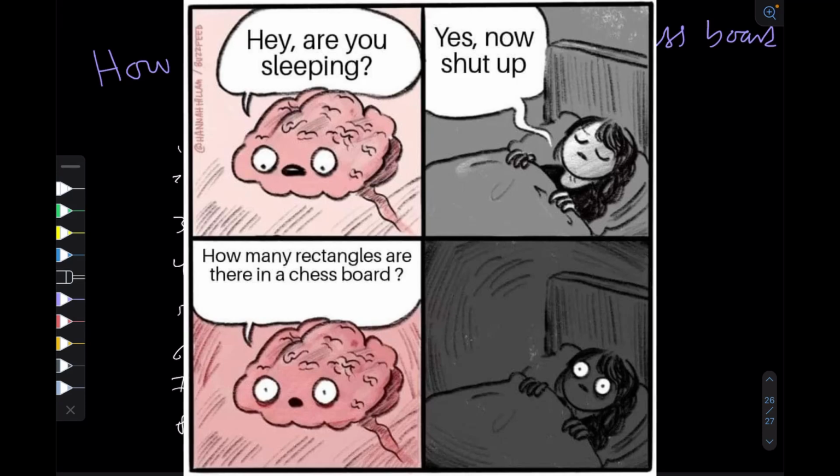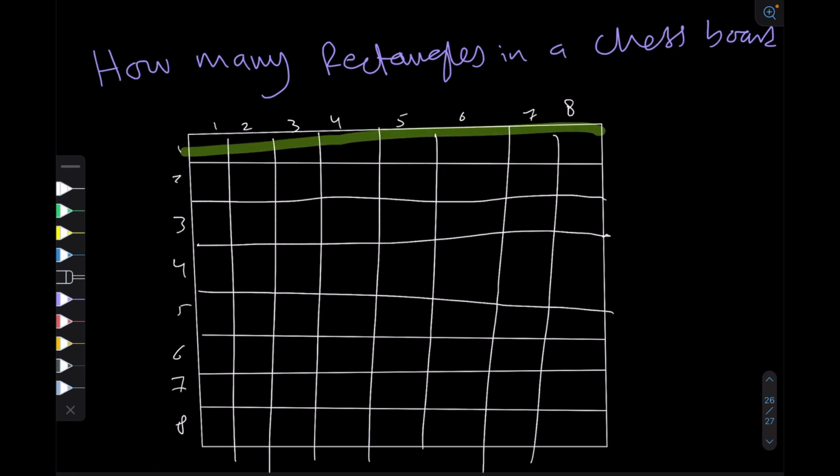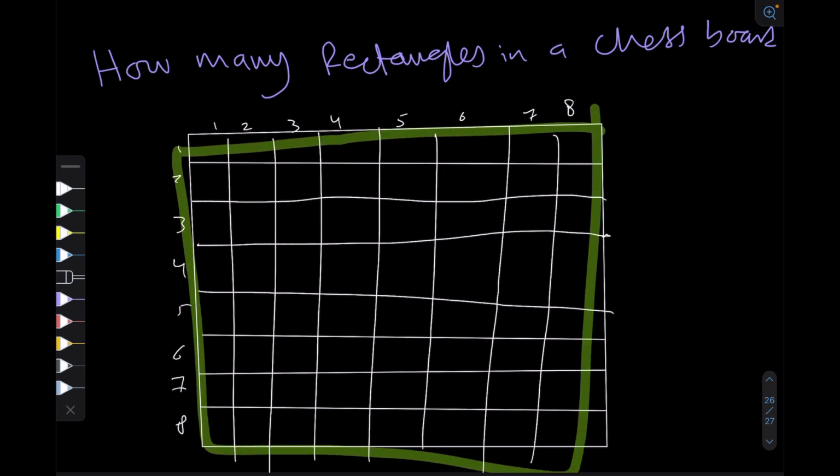How many rectangles are there on a chessboard? So this whole square is itself a rectangle. Any small square is a rectangle, and of course anything like this is a rectangle. And so we are trying to find out how many different unique rectangles there will be.